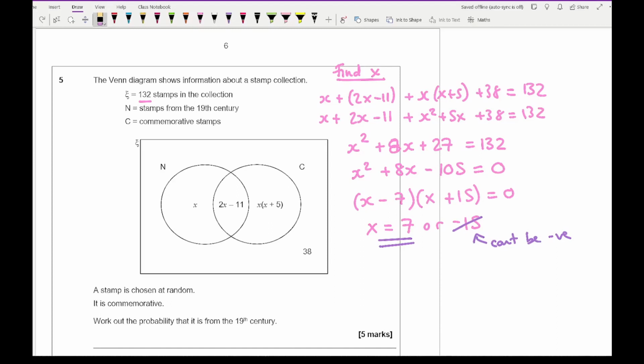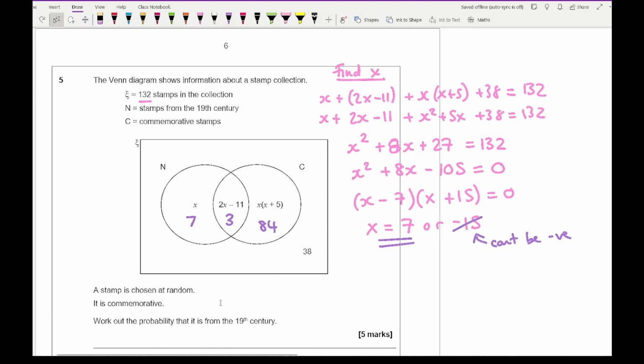So then if I replace x equals 7 into the Venn diagram, then this becomes 7. 2 times 7 is 14, take away 11 is 3. Then here I've got 7 times 12, which is 84. And there I've got my completed Venn diagram.